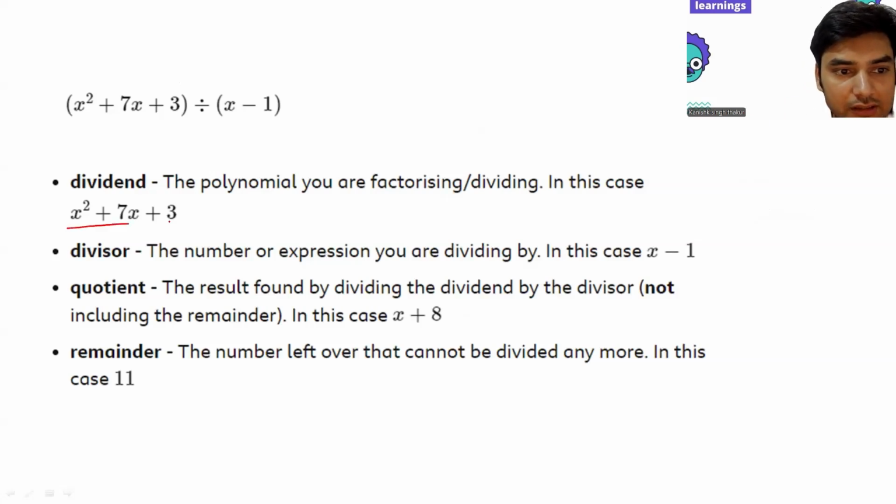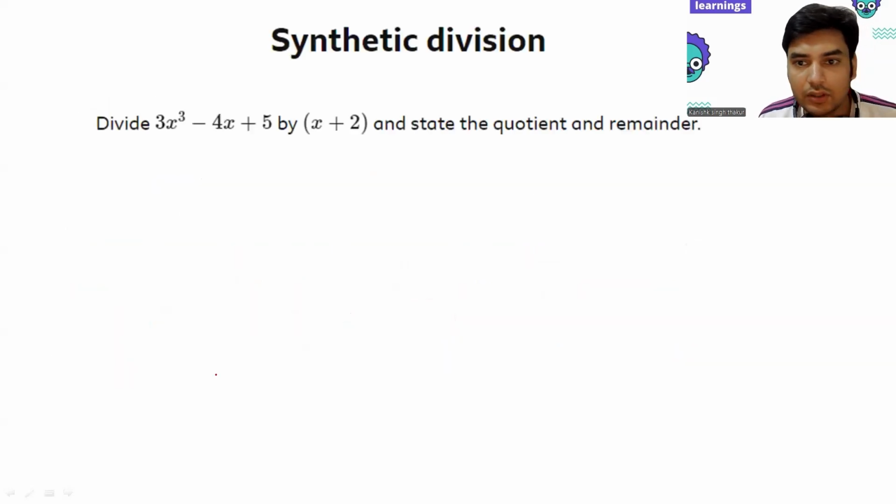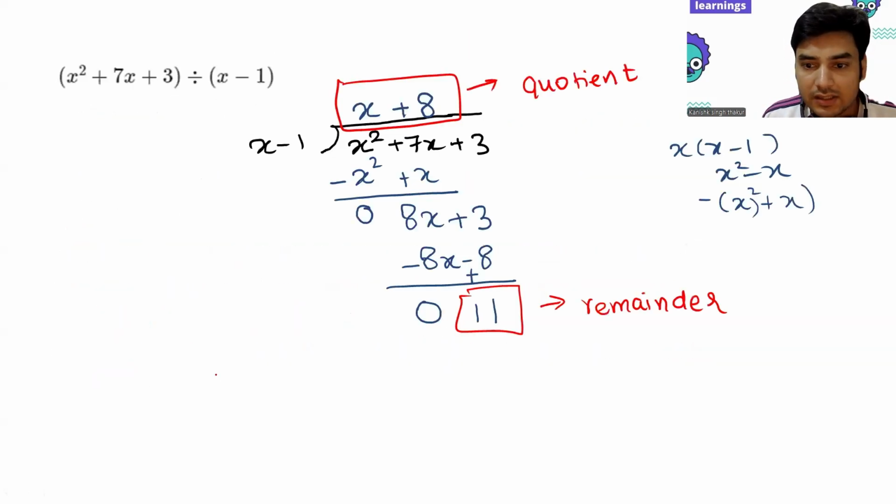So dividend, we got it as x square plus 7x plus 3. Divisor, I got it as x minus 1. Result, I got it as x plus 8. Okay. And remainder, I got it as 11. Okay. Now, another thing which I wanted to tell you is synthetic method.